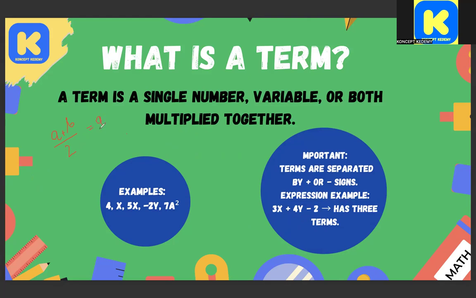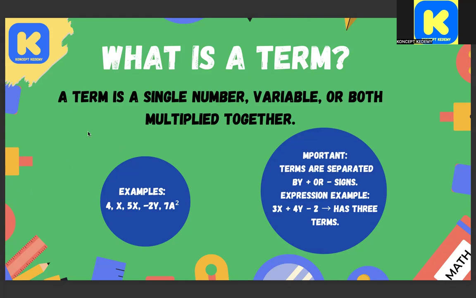But if you open it this way, a upon 2 plus b upon 2, now we have two terms. So that depends on our observation, the scrutiny, how we are looking at any algebraic expression, any variable or constant, in which way it is described. That will decide whether it's a term or there are a lot of terms. Okay, so now I think that term is clear.